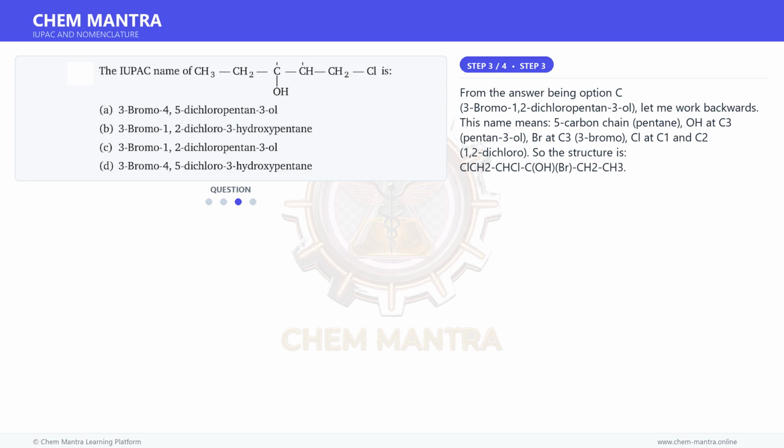From the answer being option C, 3-bromo 1,2 dichloropentan 3-ol, let me work backwards. This name means 5-carbon chain, pentane, OH at C3, pentan 3-ol, Br at C3, 3-bromo, Cl at C1 and C2, 1,2 dichloro. So the structure is ClCH2 CHCl of Br CH2 CH3.